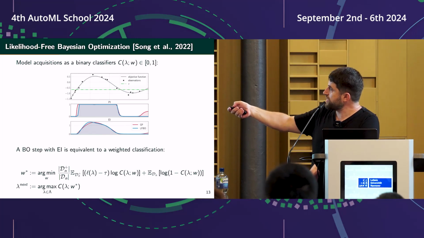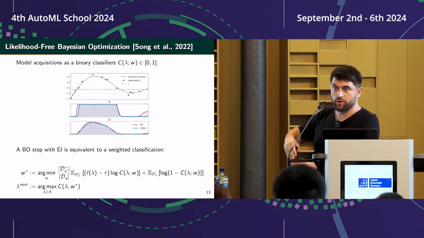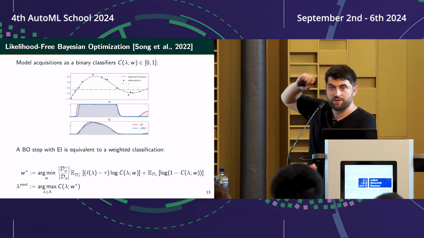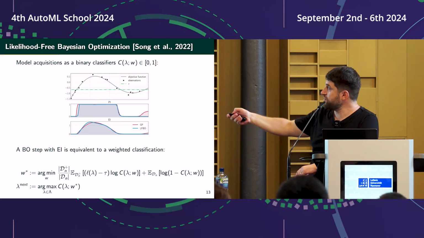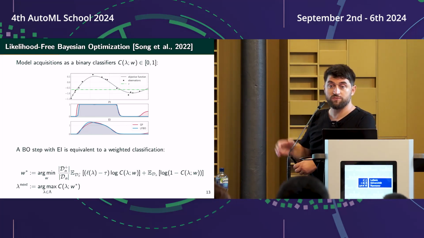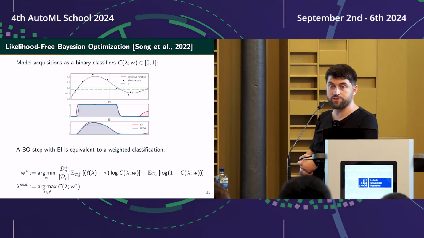And what we model is how far away we are from this threshold. If you are far away from the threshold, then your probability of being away from the threshold is 1. And if you are below the threshold, the probability of being below the threshold is 0. So you can model how far away you are from this threshold as a binary classifier.